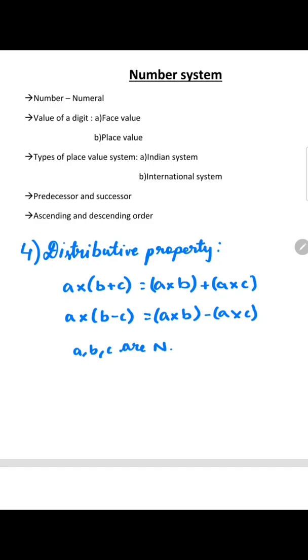The fourth property under the natural numbers is the distributive property. According to this property, A into (B plus C) is equal to A into B plus A into C, and A into (B minus C) is equal to A into B minus A into C. The distributive property of natural numbers is only possible when A, B, C are natural numbers.